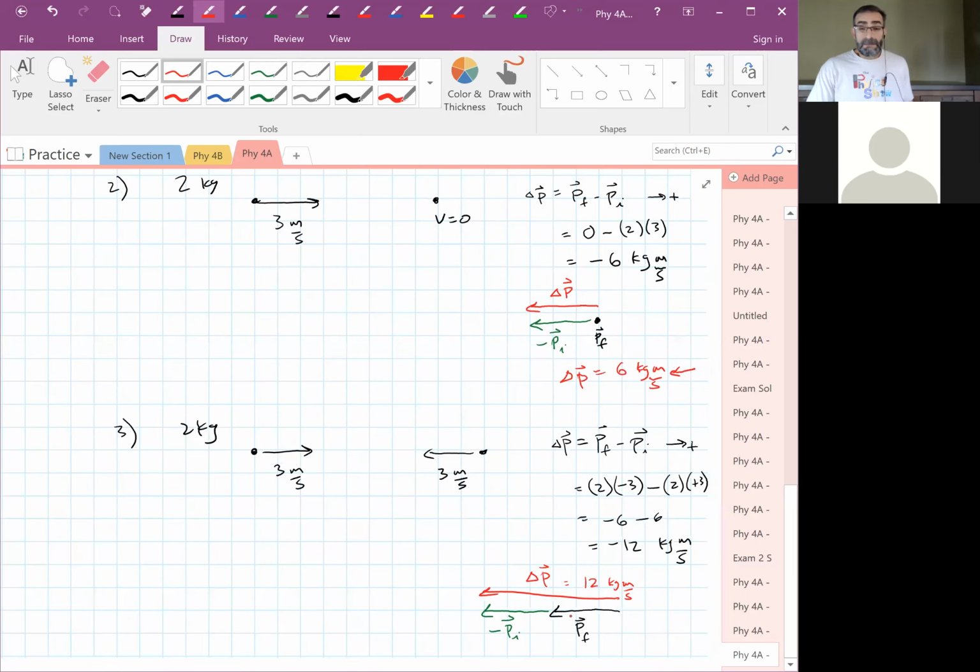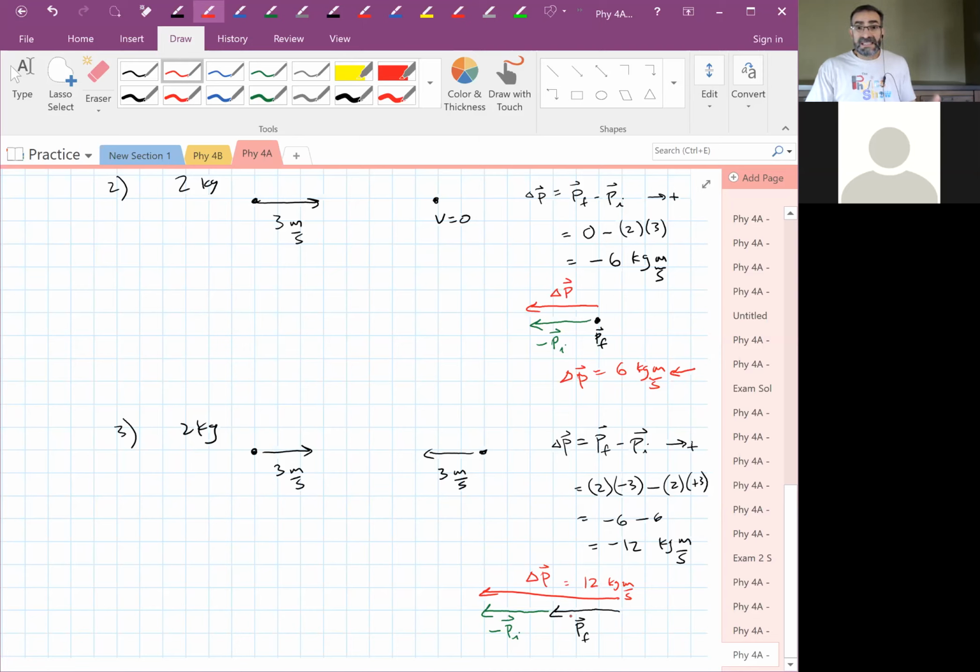So there's a really big change in momentum there, twice as much as case 2. The object came in and stopped, and so that's a certain change in momentum. But when it comes in, stops, and then comes out in the opposite direction, that's a huge change in momentum, right? It practically doubles it. In this case, it did double it because it came out with the same speed. It doesn't always come out with the same speed after a collision, but it makes the change in momentum much bigger.